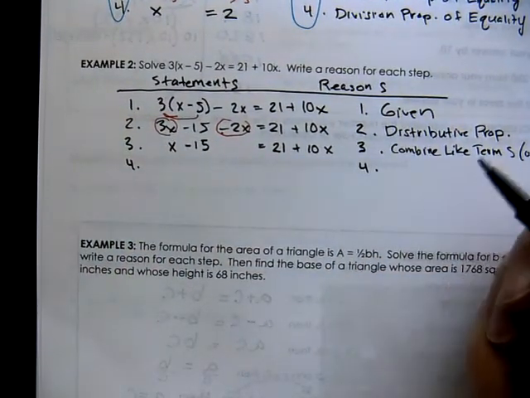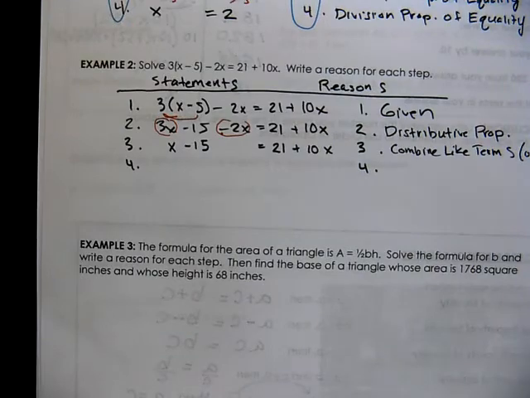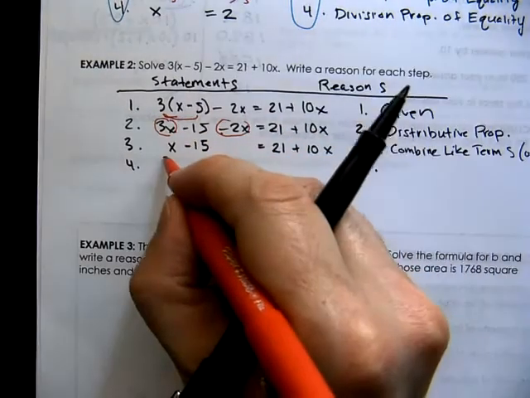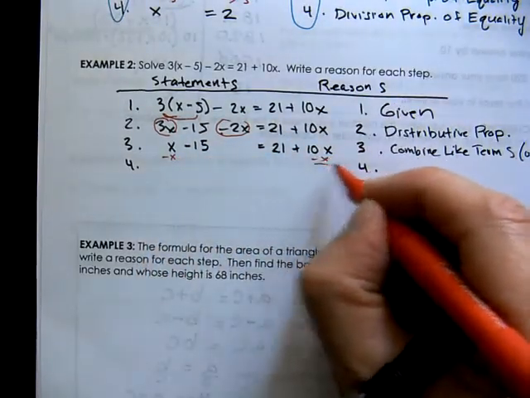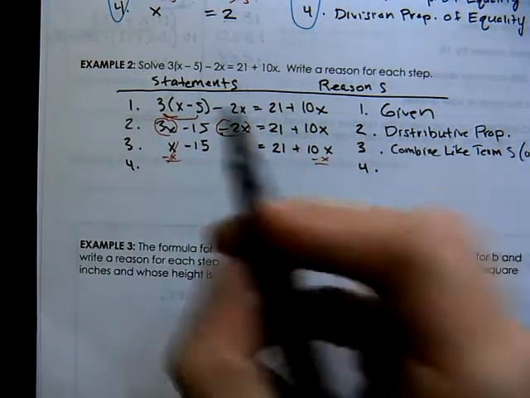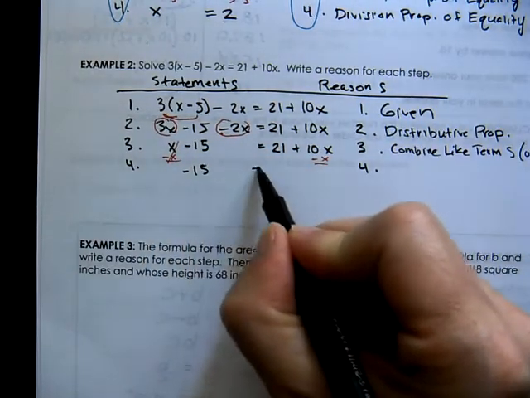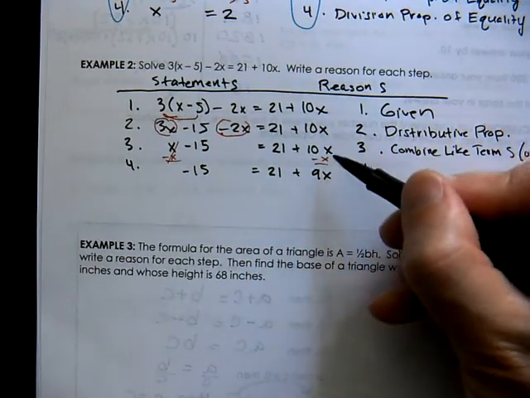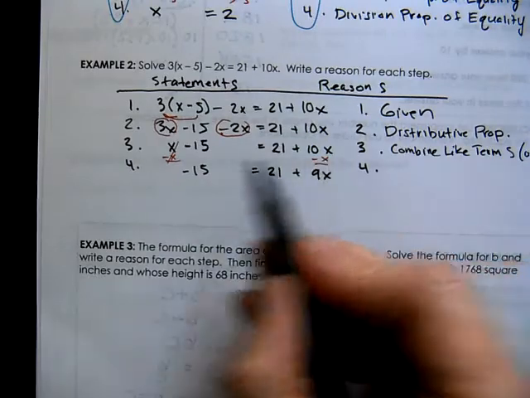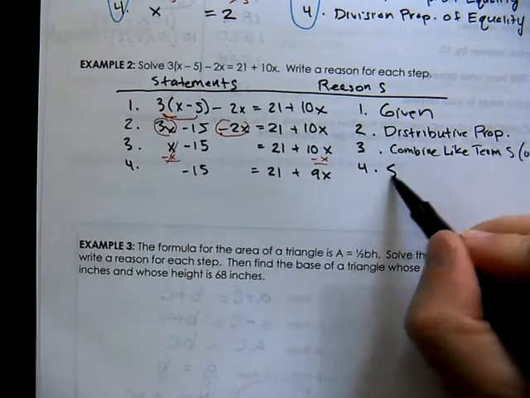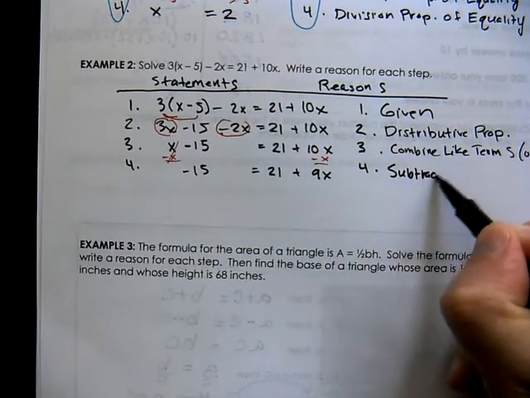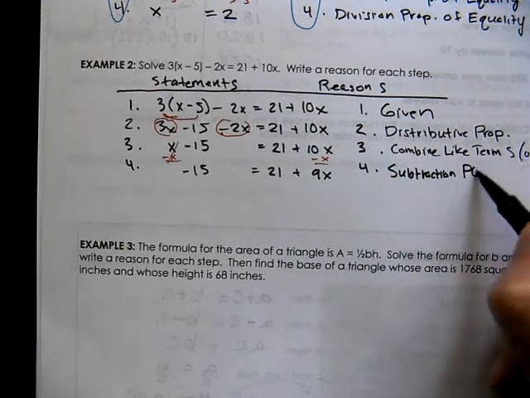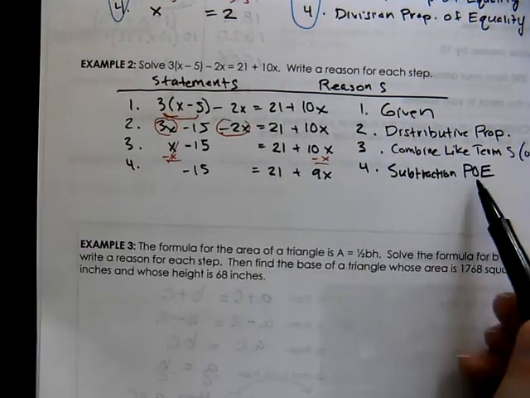Alright, taking a look at our choices now. I am going to combine the terms with x. I've got an x on the left and an x on the right, so now I'll be using a property of equality as I am subtracting 1x from both sides. So we have a negative 15 on the left. On the right we have a 21 plus 9x, because 10x minus 1x is 9x. But the operation we did was subtraction, so this is my subtraction POE. Alright, so there's the abbreviation, property of equality.